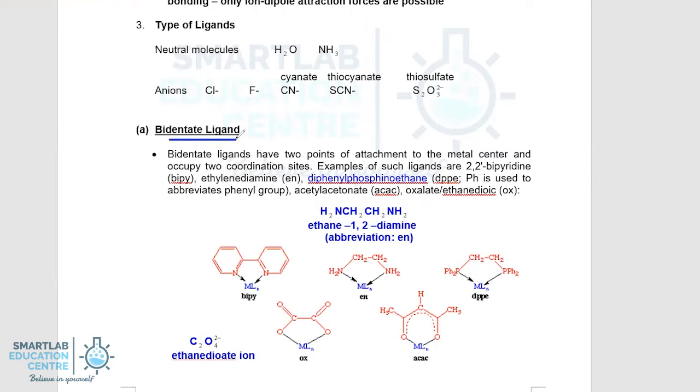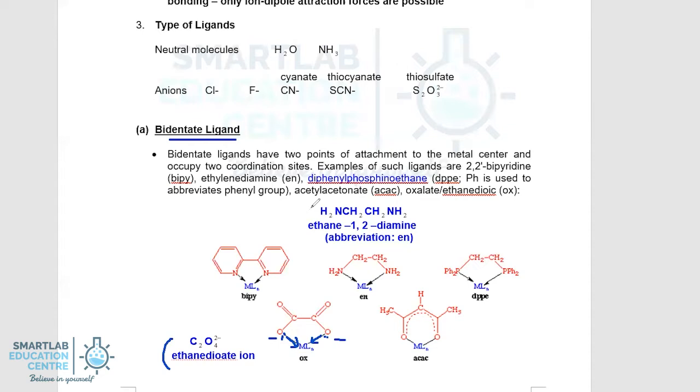Bidentate ligand means that every single molecule or ion can form 2 dative bonds. Two of the examples that you must know for the exam is the ethanedioate ion. In the case of the ethanedioate ion, you will have 2 oxygens which are negatively charged, and these 2 negatively charged oxygens are able to form 2 dative bonds to the same central metal ion.